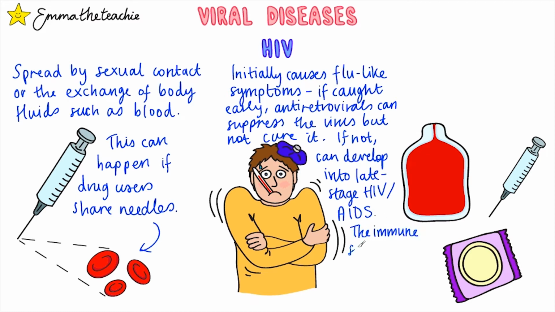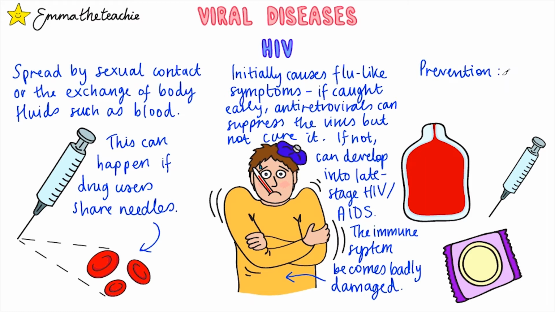This is when the body's immune system becomes very badly damaged, and it means it can no longer deal with other infections or cancers. Patients can ultimately die from something like the common cold, as their immune system cannot fight it off. Because of this, people with AIDS have a much lower life expectancy.